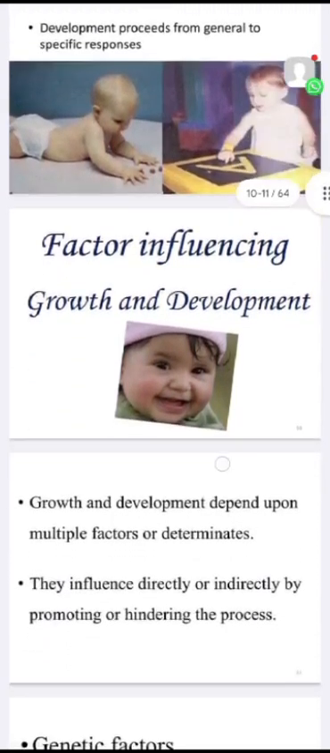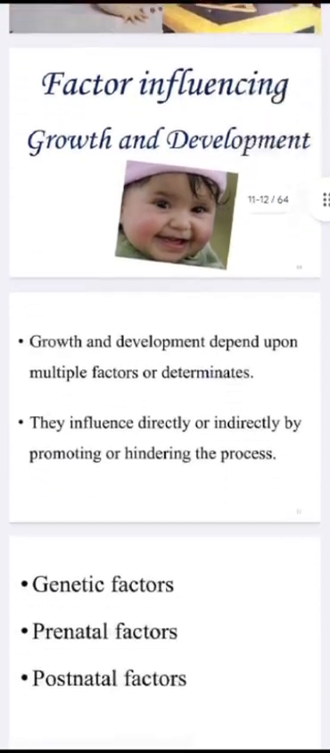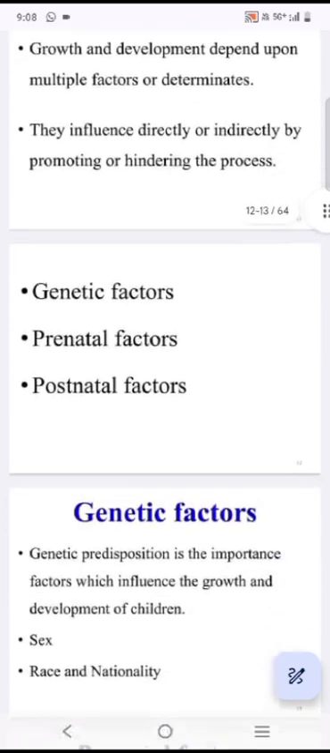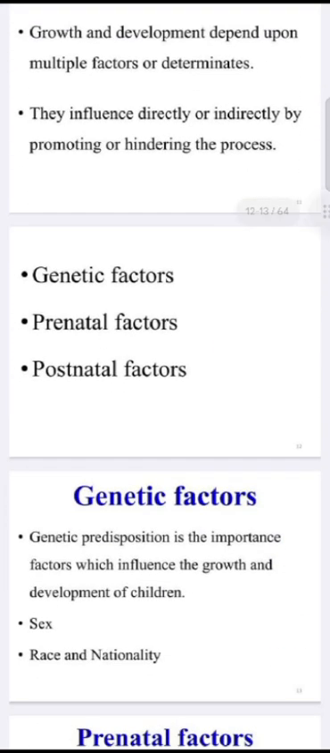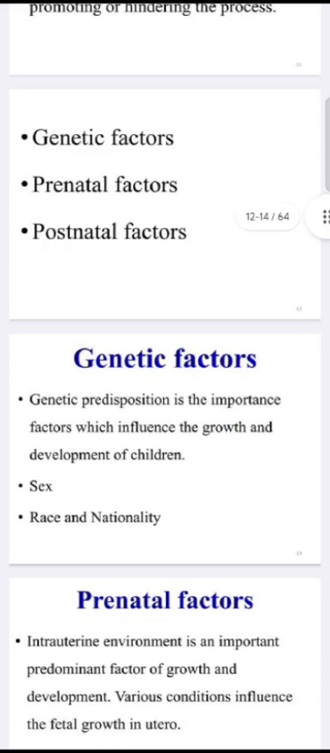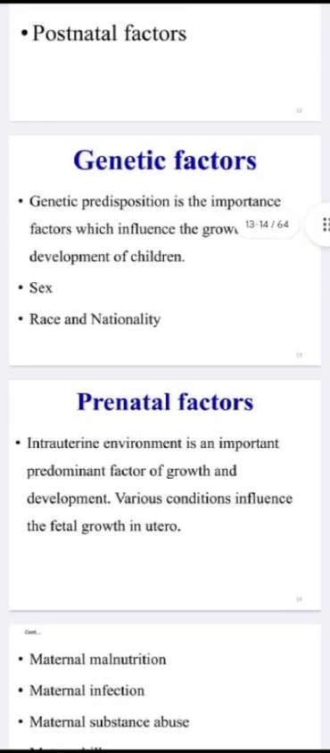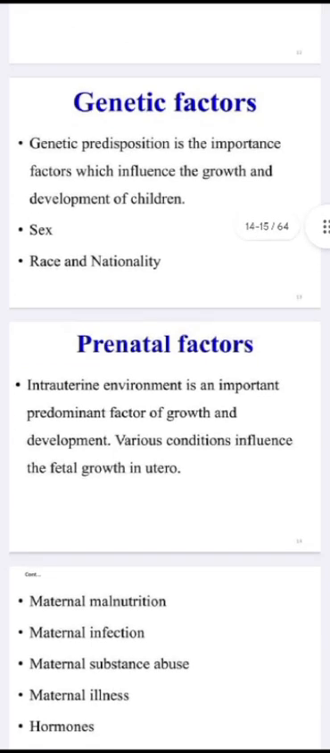The factors influencing growth and development. Growth and development depend upon multiple factors or determinants. They influence directly and indirectly by promoting and hindering the process. Genetic factors, prenatal factors, and postnatal factors. Genetic predisposition is an important factor which influences the growth and development of children, including sex and race. Prenatal factor, that is intrauterine environment, is an important predominant factor of growth and development.